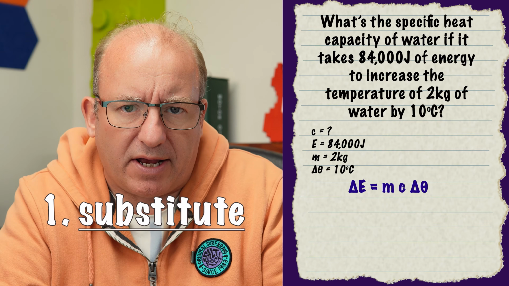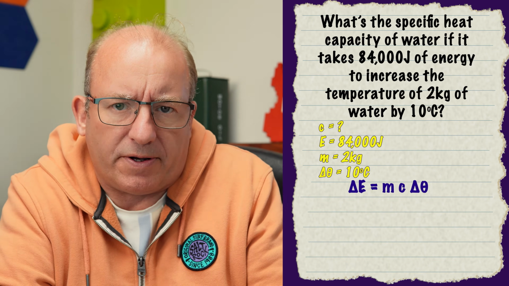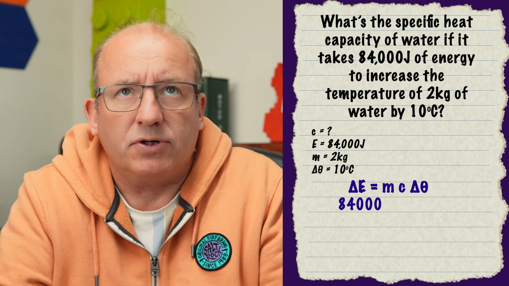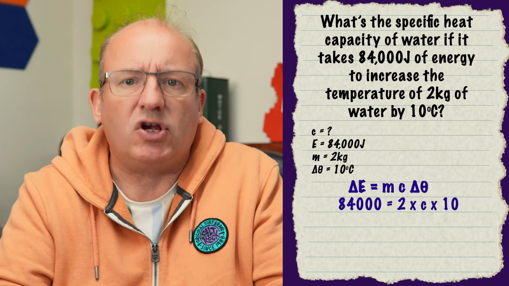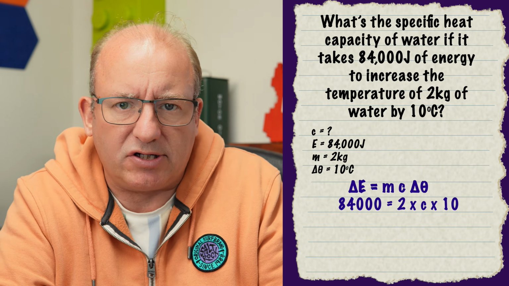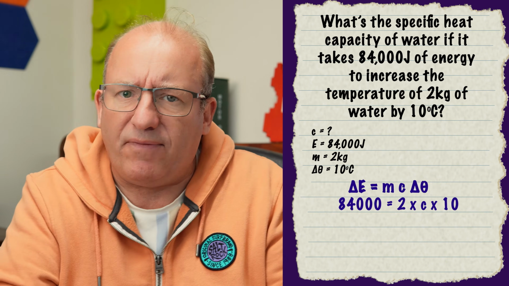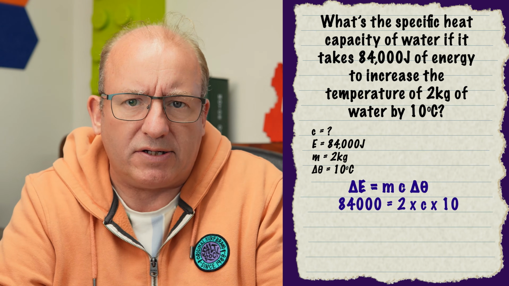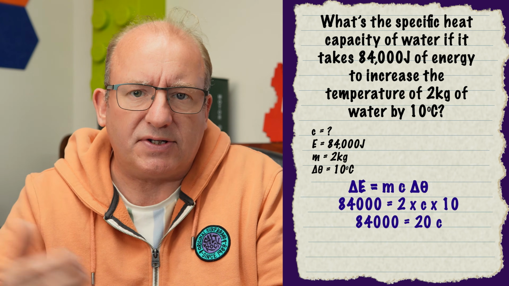Right, back to the question. First, let's substitute the numbers in. Because we've made a list of our variables, this is quite straightforward. 84,000 for the energy equals 2 for the mass times C, our unknown, times 10 for our change in temperature. Secondly, we simplify. Well, there's not a lot we can do with 84,000, but we can do something with 2 times 10. We can make that 20. So we get 84,000 equals 20C.